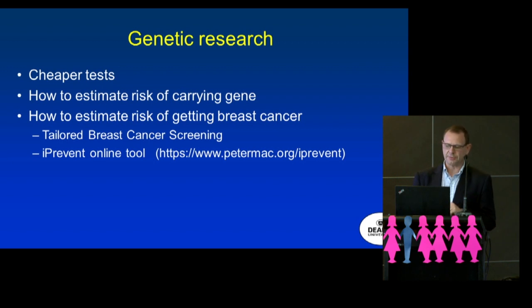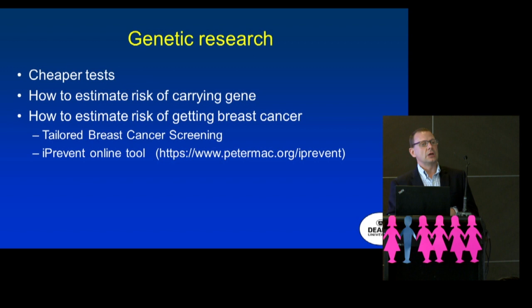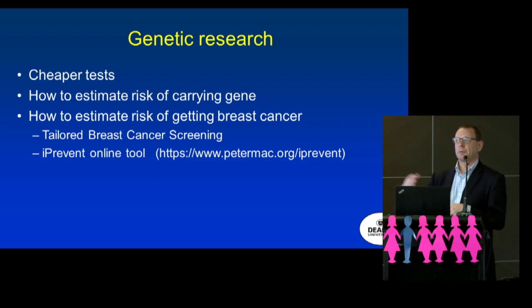There is a tool called iPrevent that's available for free. It's on the Peter Mac website. There's a link to it on the BCNA website and a few other websites around. That's a tool that a woman can put her information in terms of her age, her weight, her family history, her cancer history, and it'll calculate your risk of getting breast cancer for unaffected women. For those of you who've had breast cancer, it's not so accurate, but it's useful for families or younger women who want to know what should I be doing about my risk. Should I be having mammograms more often? Should I start them earlier? Should I have genetic testing? And that'll tell you it all.